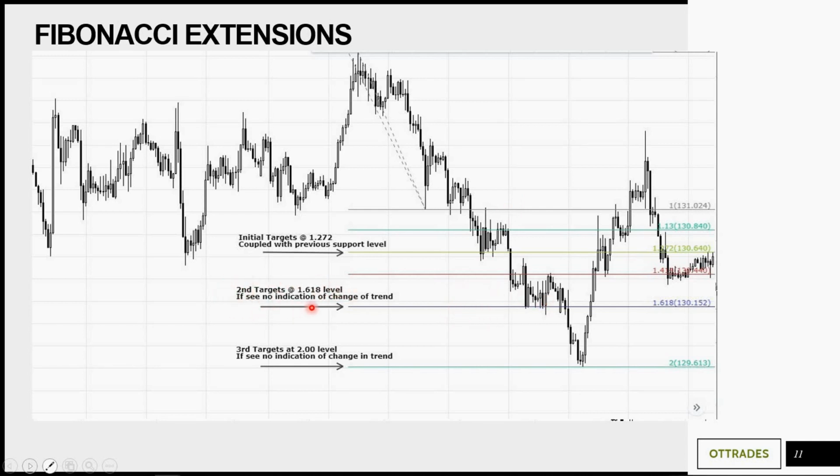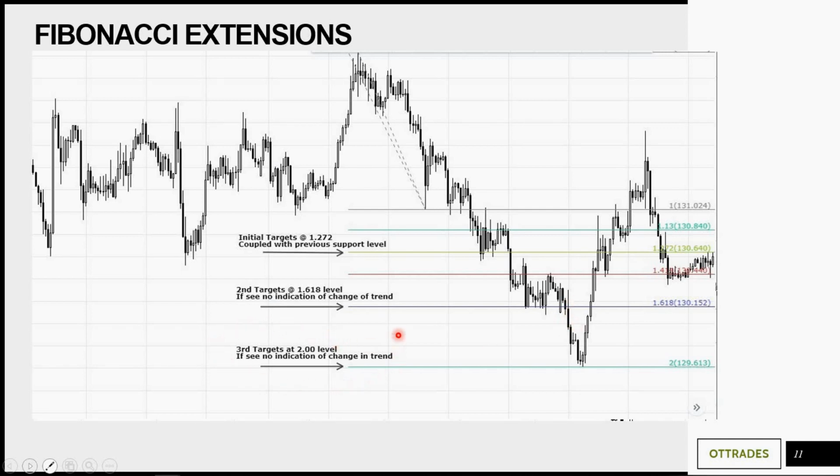That is, if we don't see an indication of a change of trend. So if we don't see price action indicate that it's going to move higher, we can just leave this trade open and take second targets down here. You can see this 1618 level acts as a support level multiple times, bounces off it here, bounces off it here, bounces off it here, and eventually we break through that.